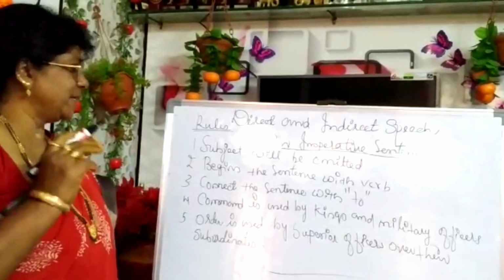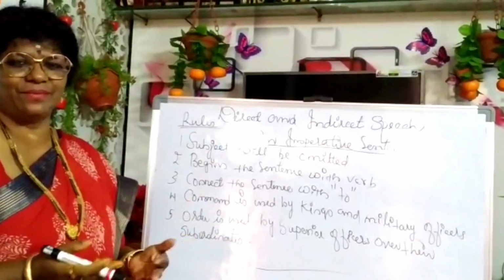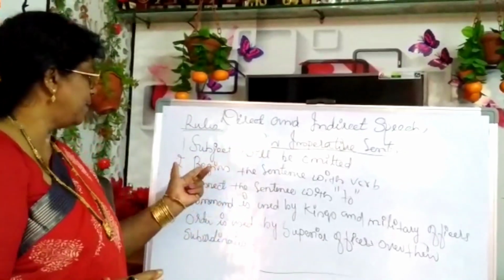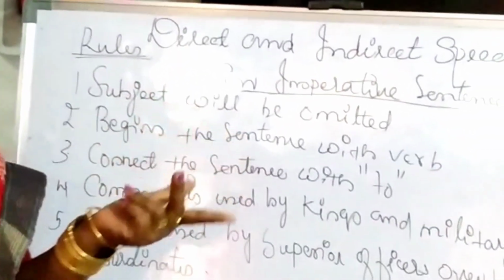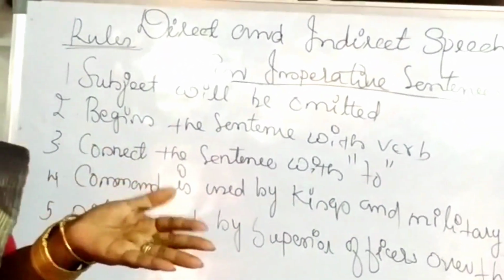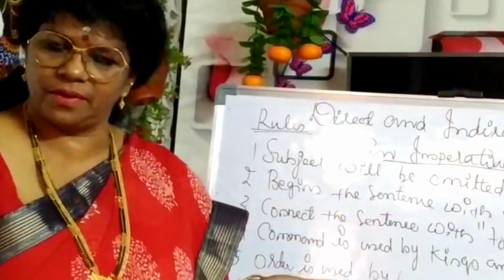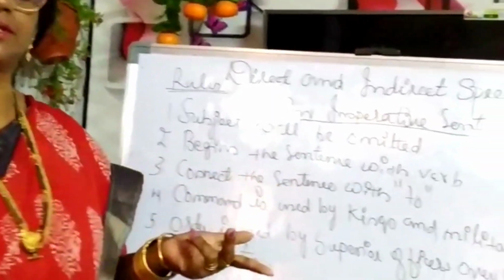Okay, let us go for certain common rules. Each and every sentence will have its own common rules. The subject will be omitted and the sentence begins with the verb. If you go through the previous examples, you can understand that every sentence started with a verb. Then connect the sentence with to infinitive.